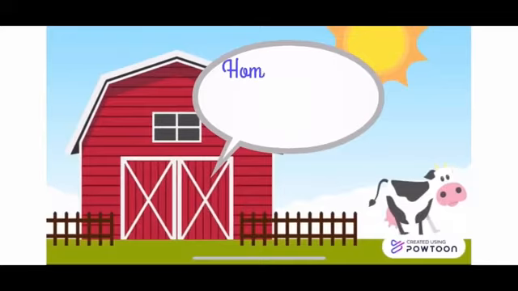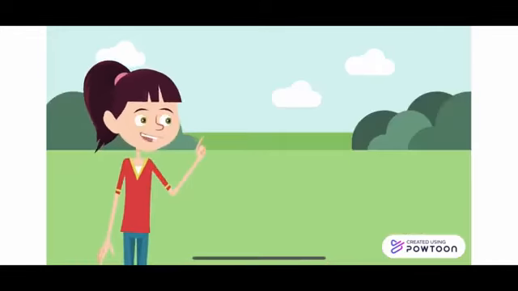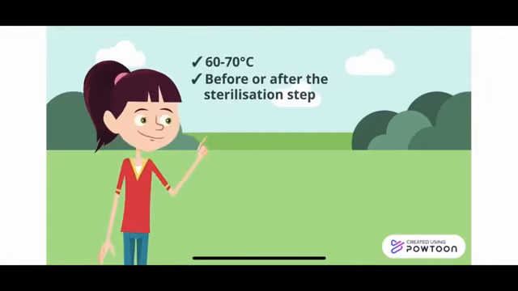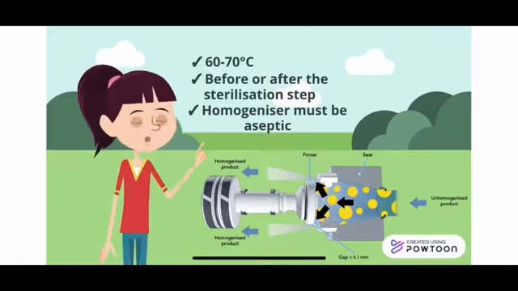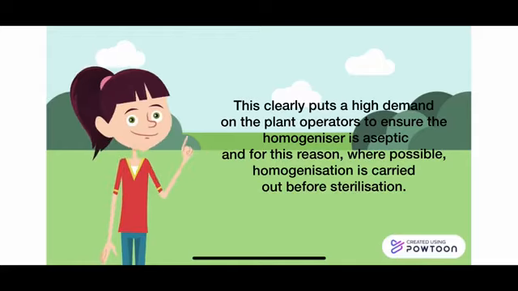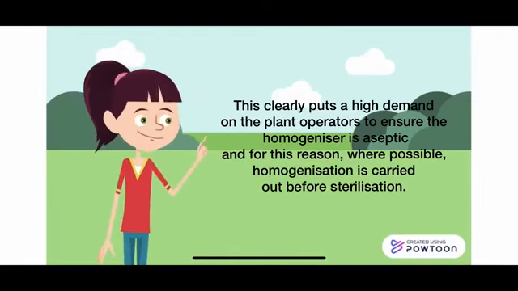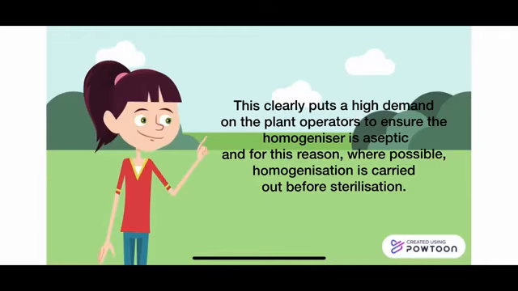The next step is homogenization and final cooling. When fat is present in the product, such as in whole milk, a homogenization step is included. This is carried out at 60 to 70 degrees, either before or after the sterilization step. If the homogenizer is downstream of the sterilization step, it must be aseptic as no bacteria can be introduced after sterilization. This clearly puts a high demand on the plant operators to ensure the homogenizer is aseptic, and for this reason, where possible, homogenization is carried out before sterilization.